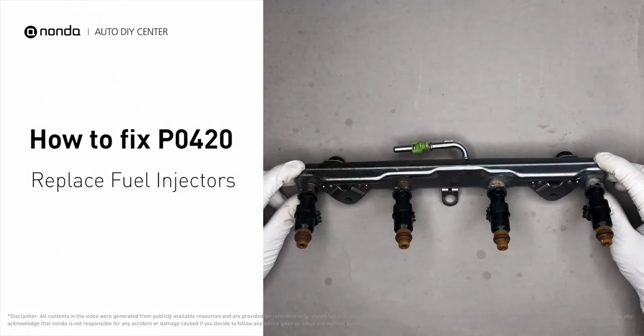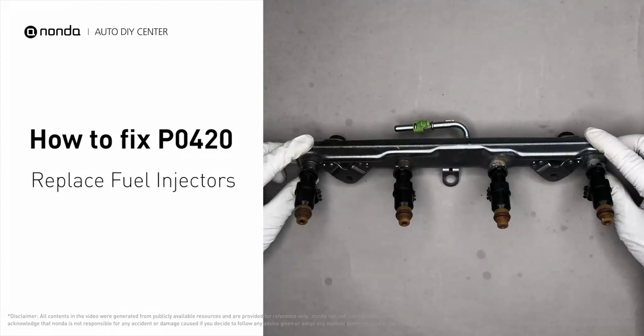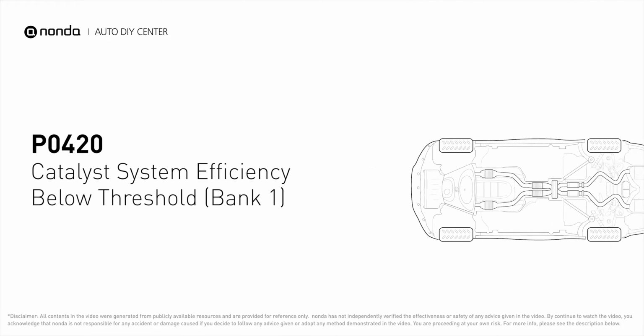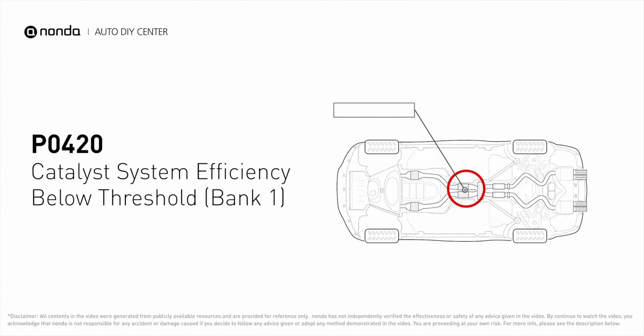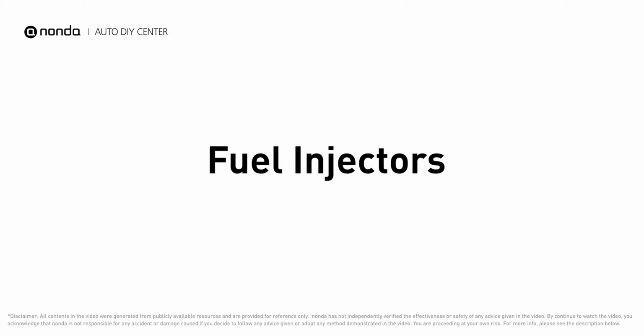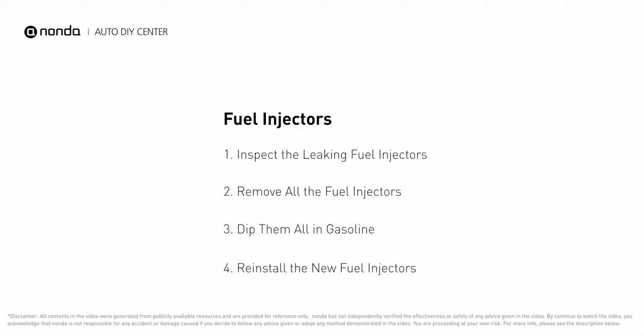By replacing the fuel injectors, you can easily fix the P0420 error code by yourself. P0420 is one of the most common error codes. It means your catalyst system efficiency is below threshold near engine bank 1, which indicates that the catalytic converter is not functioning efficiently, so the vehicle is increasing the output of harmful pollutants. If you are getting a P0420 error code, this video is going to show you a practical solution to fix the error code at home.